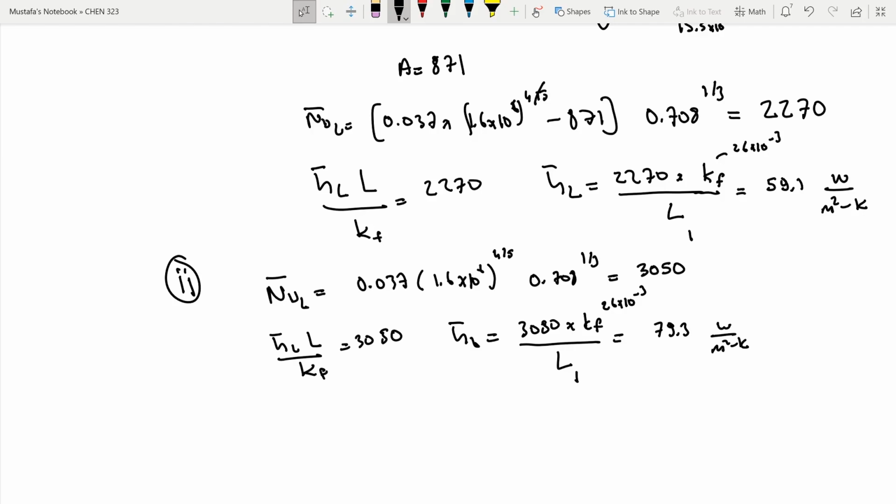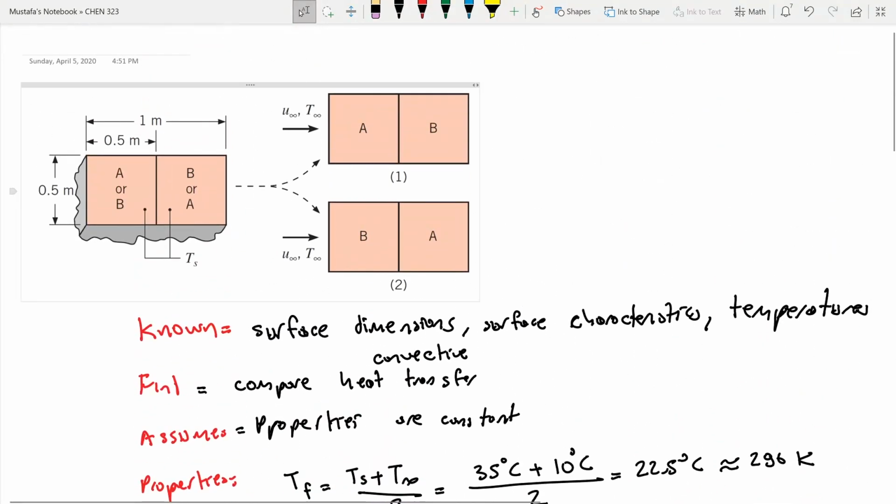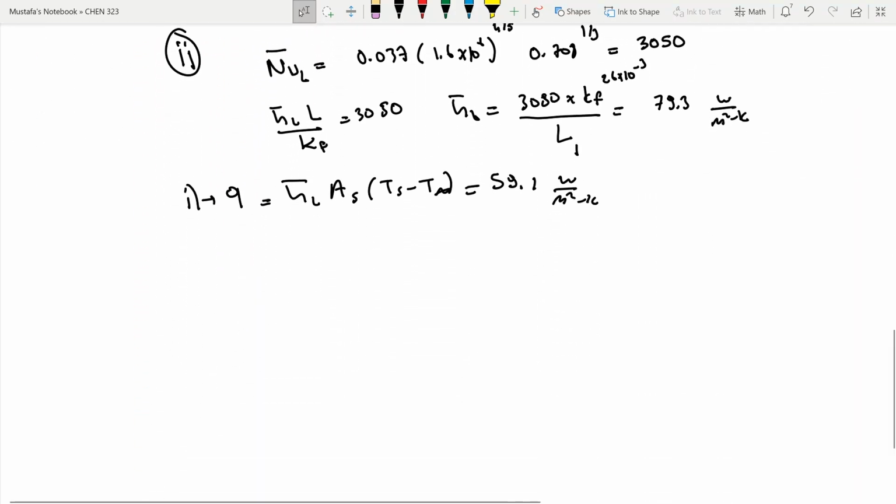And if we need to calculate the heat transfer rate, let's just do that for case 1. For case 1, the heat transfer rate is H L average multiplied by surface area multiplied by Ts minus T infinity. In here, 59.1 watt per meter squared per Kelvin. For the area, we need to go back to this diagram here. We have 0.5 by 1, so the area is 0.5 multiplied by 1 meter squared. And delta T is 35 minus 10.